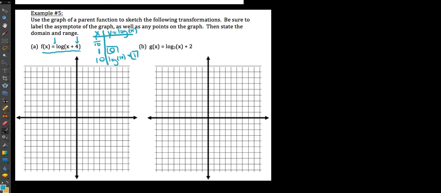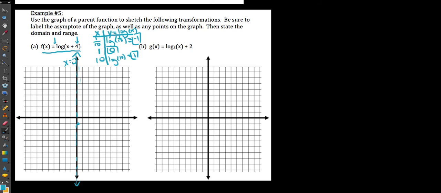And how about the log base 10 of 1 over 10? That would be negative 1. Okay. So to graph our parent function here, it would have an asymptote that lies on the y-axis. We're going to label that x equals 0.